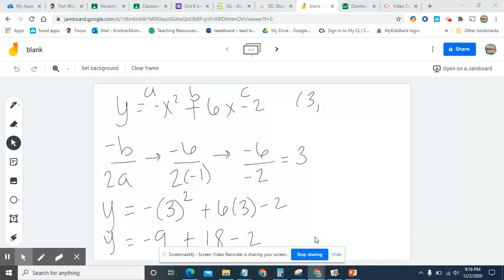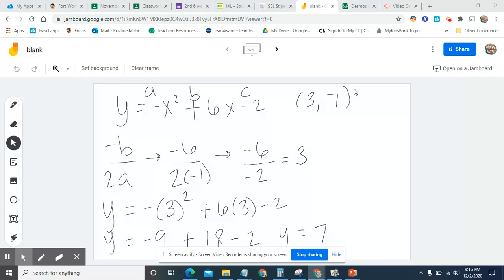Now you can basically just add and subtract your numbers. 18 minus 9 is 9, and then that 9 remaining minus 2 is 7. So y equals 7. So for our coordinate here, it would be 3, 7.